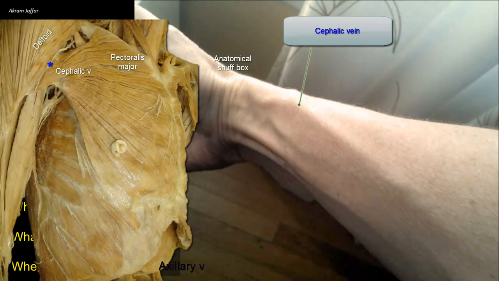So it has to pass through a deep fascia, and so the cephalic vein passes through the deep fascia, which will be the clavipectoral fascia located at the deltopectoral groove between deltoid and pectoralis major. Passing through this fascia, the cephalic vein drains into the axillary vein.